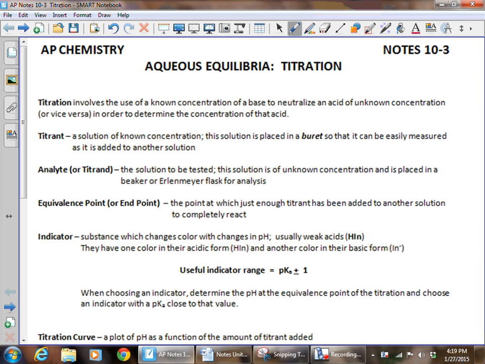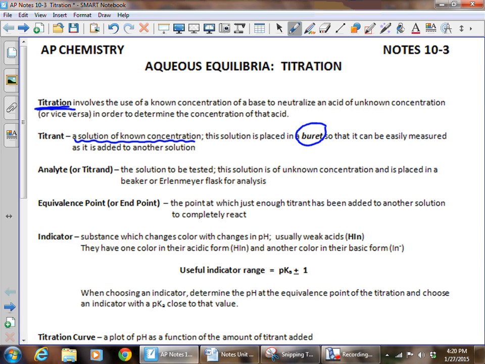But keep in mind that titration, and we've done titrations back in Chem 1, involves using a known concentration. Generally, we will use a base in many cases to neutralize an acid of unknown concentration. Again, it could be vice versa, in order to determine the concentration of that acid. The titrant is the solution that you know the concentration of. We put that titrant into a burette. We've used this before so that it can be easily measured.